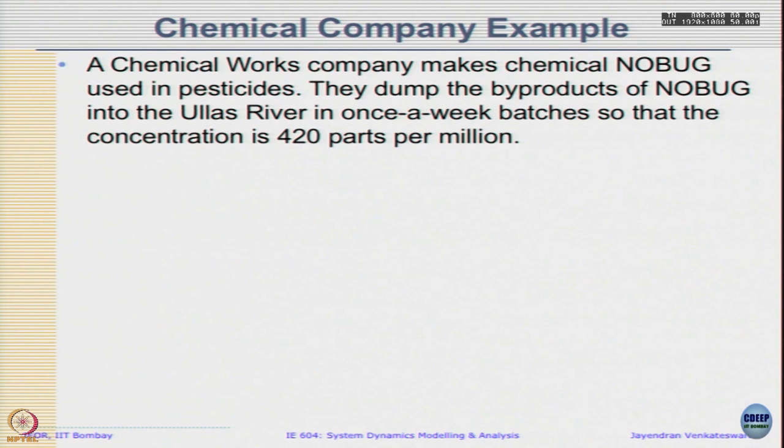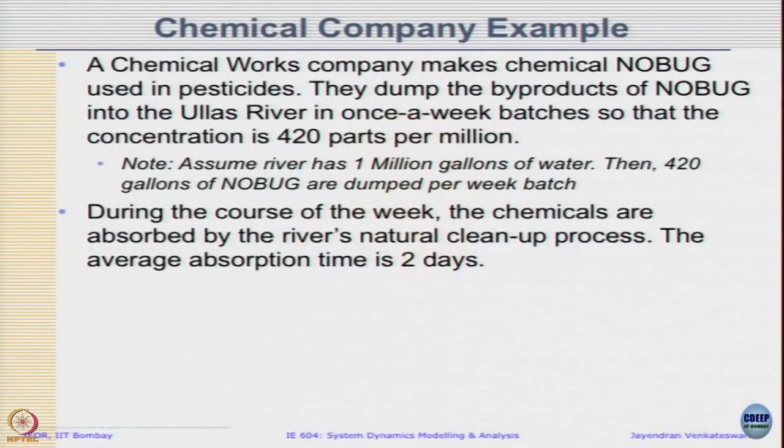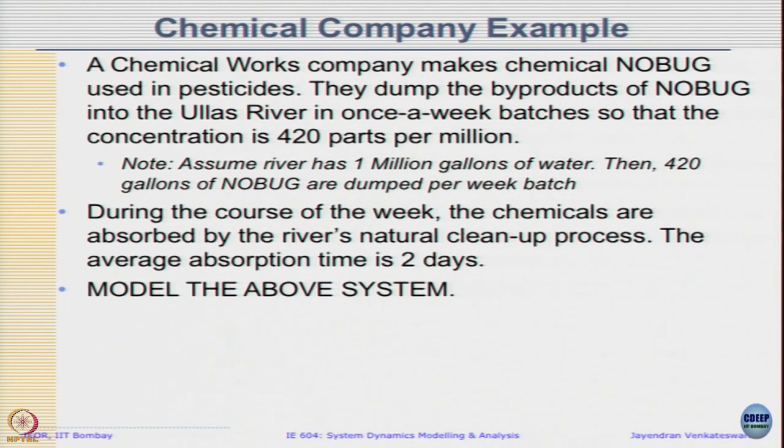especially this example. A chemical company makes a chemical called Nobug used in pesticides. They dump the byproducts in, say, a river once a week in batches, such that the concentration is about 420 parts per million. So we can assume that the river has 1 million gallons of water. That means 420 gallons of Nobug are dumped per week into the river. During the course of the week, the chemicals are absorbed by the river's natural cleanup process. The average absorption time is 2 days. Model the above system. Go ahead, how will you model this?